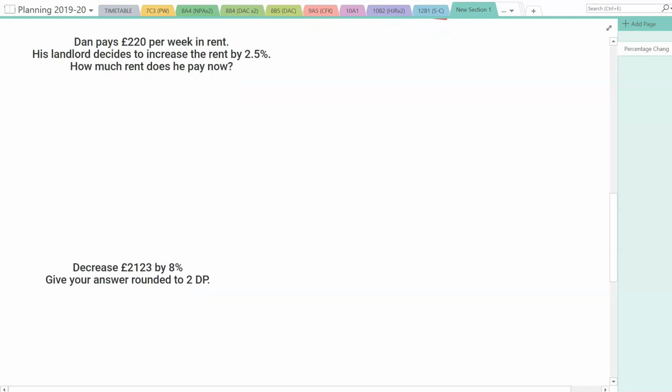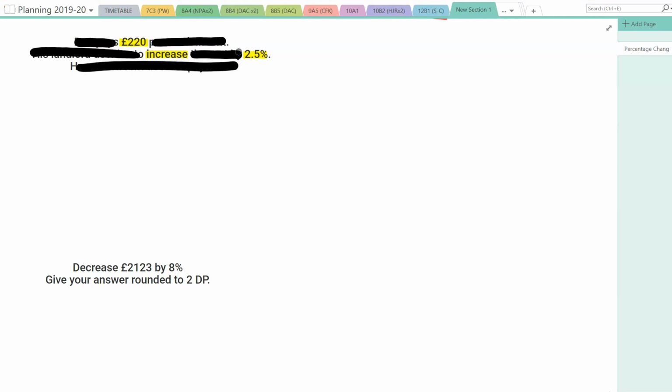Right, we've got a worded one here. So Dan pays £220 per week in rent. His landlord decides to increase the rent by 2.5%. How much does he pay now? So the important pieces of information are the £220, the increase, and the 2.5%. The rest of it is just niff-naff words. They can all disappear. Effectively the question is increase £220 by 2.5%.